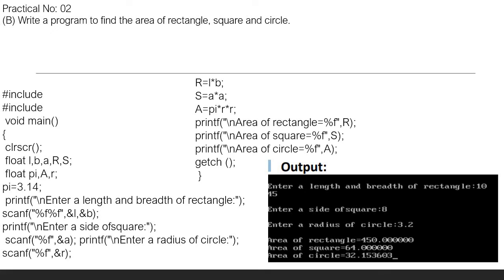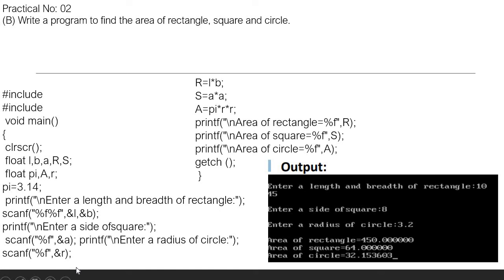R is for over here within the R variable I will put the formula, that is the area of rectangle formula, that is L multiplied by B. S is nothing but S equal to A multiplied by A. So with the help of this I will get the area of square. And after that next variable is pi. So pi value I hope everyone is aware, that is 3.14. Capital A is representing area of my circle and R is for my radius.